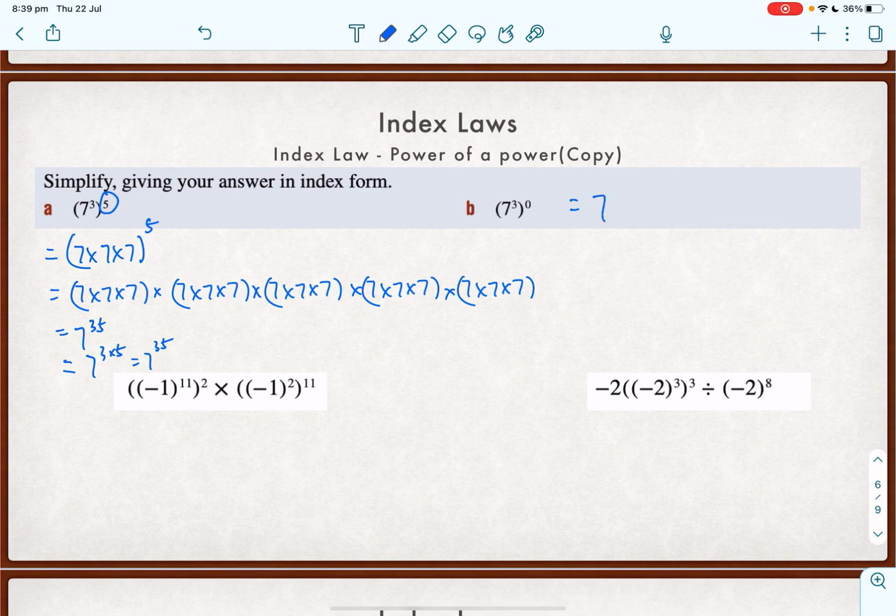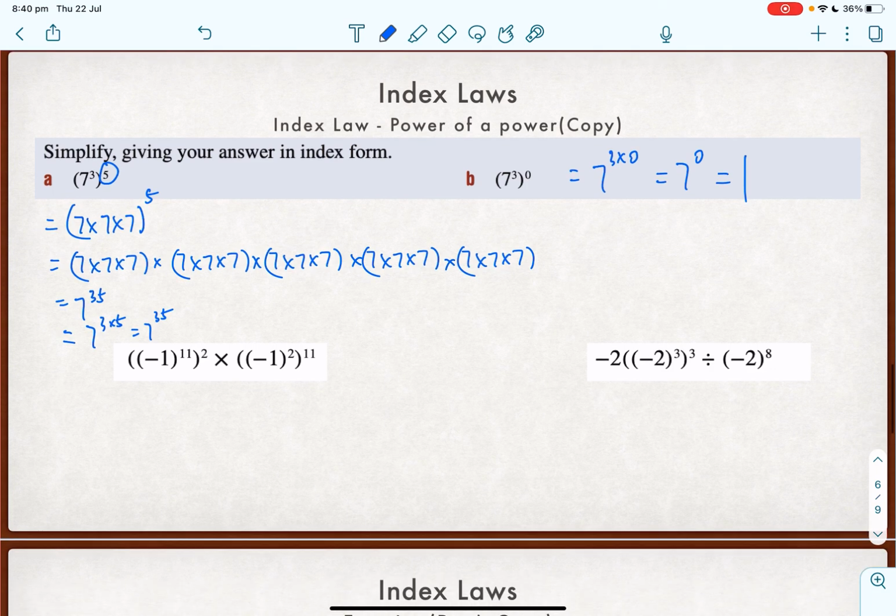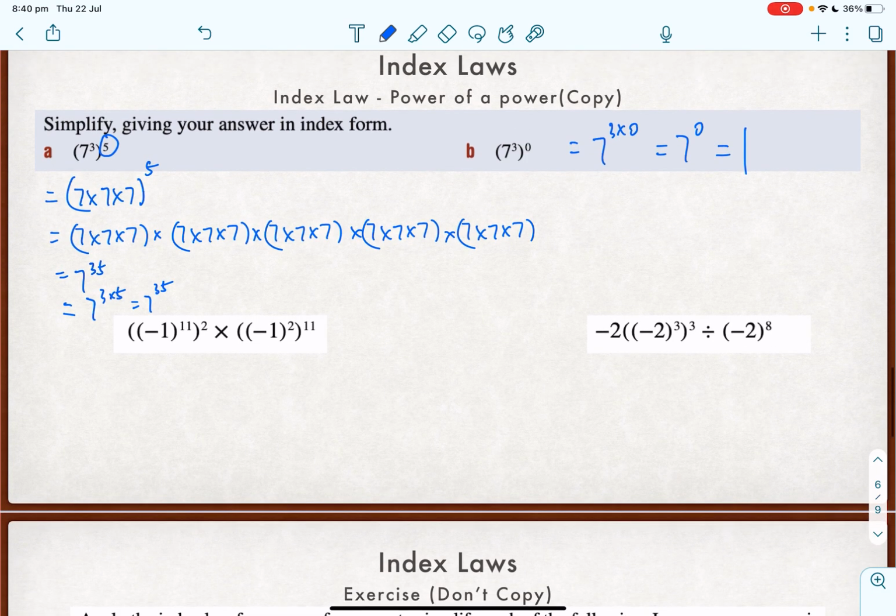Okay? So 7, as I said, we times these two indices. So 7 to the power 3 times 0, and anything times 0 is 0. So 7 to the power 0, which is 1. If you know that already, anything to the power 0 is 1. So the answer is 1. Cool.